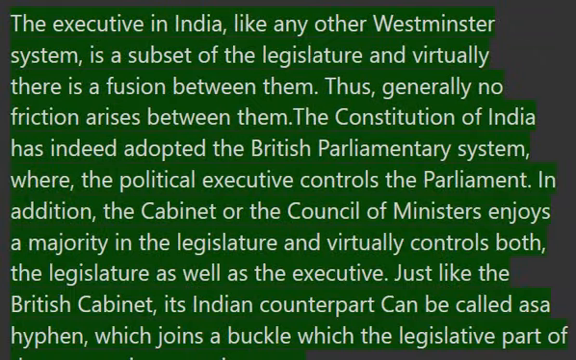The executive in India, like any other Westminster system, is a subset of the legislature, and virtually there is a fusion between them. Thus, generally no friction arises between them. The Constitution of India has indeed adopted the British parliamentary system, where the political executive controls the parliament. In addition, the cabinet or the council of ministers enjoys a majority in the legislature and virtually controls both the legislature as well as the executive. Just like the British cabinet, its Indian counterpart can be called a hyphen, which joins a buckle which connects the legislative part of the state to its executive part.